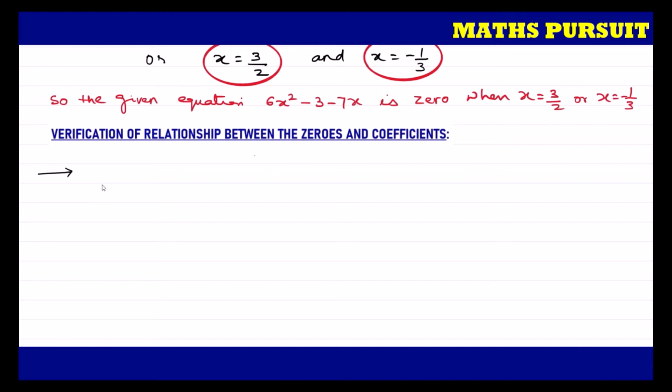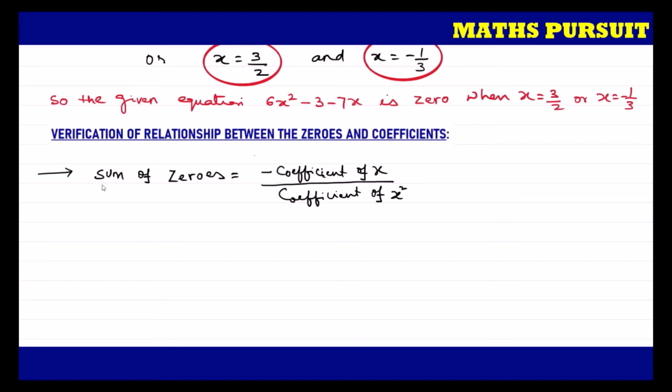So we know that sum of zeros is equal to minus coefficient of x upon coefficient of x to the power 2. Guys, this is a formula. We know, or even if we do not know, let us try to remember this one. Sum of zeros is equal to minus coefficient of x upon coefficient of x to the power 2.